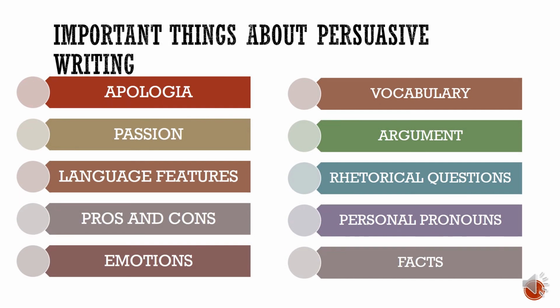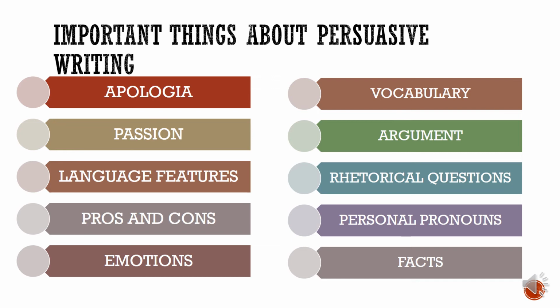What are the important things about persuasive writing? First, let us talk about apologia. When you say apologia, this is different from apologizing. Apologia is a defense of one's conduct or opinion. On the other hand, when you apologize, for example, when you say, I did something wrong and I regret doing it, that is apologizing. However, in apologia, you are defending yourself.